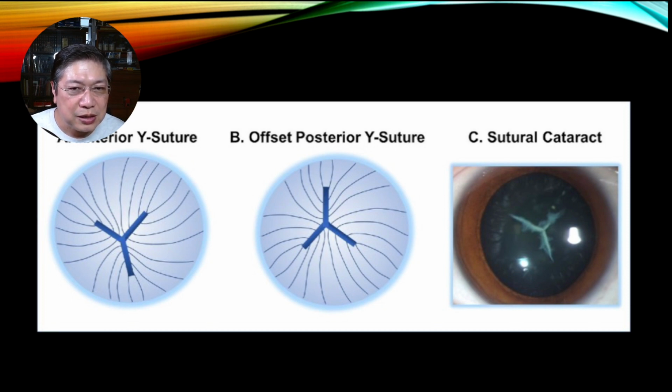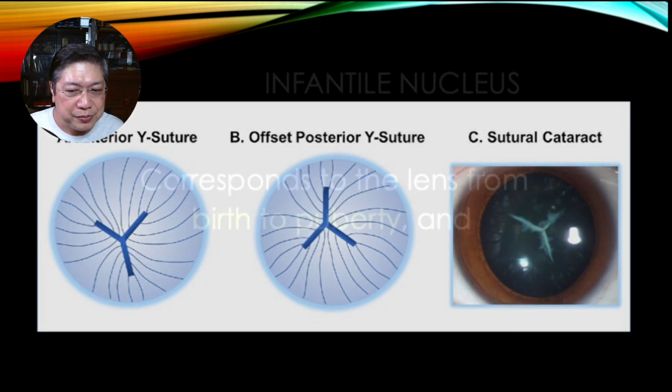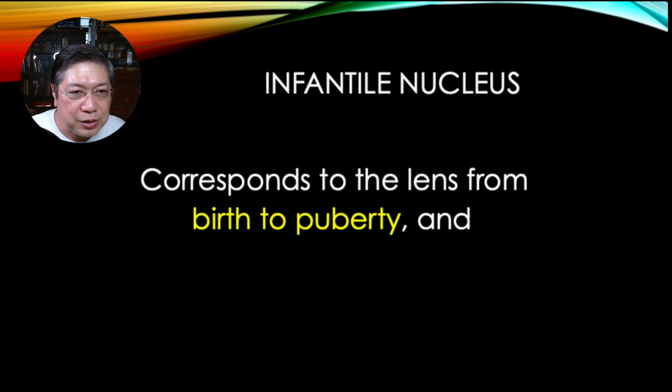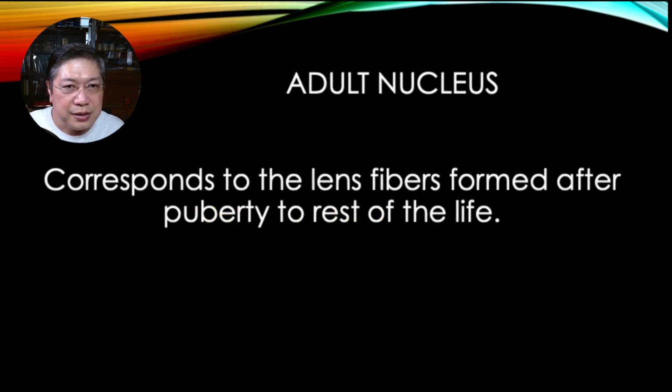So you know that if this is involved or something behind is involved, the problem started when the patient was still in the womb, because the fetal nucleus is up to birth. The infantile nucleus corresponds from birth to puberty. Those are the lenses that you will be able to identify. And the adult nucleus is usually the outermost part of the nucleus. It's from puberty to the rest of your life. If you live to 100 years old, it will still keep building up until the time you have your cataracts taken out.